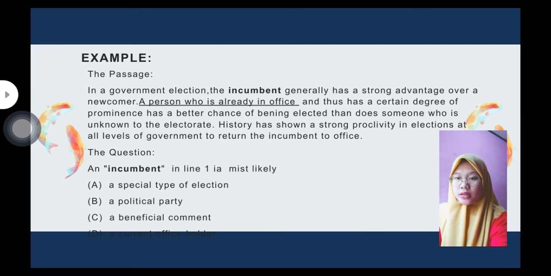Okay, example, the passage. In a government election, the incumbent generally has a strong advantage over a newcomer. A person who is already in office and thus has a certain degree of prominence has a better chance of being elected than someone who is unknown to the electorate. History has shown a strong tendency in elections at all levels of government to return the incumbent to office. The question: an incumbent in line 1 is most likely D, a current office holder, because this question asks about the meaning of the word incumbent. You should understand from the context, a person who is already in office, that an incumbent is a current office holder. Answer D.